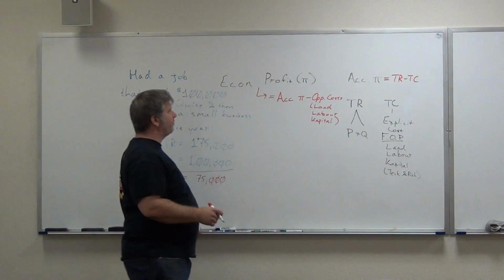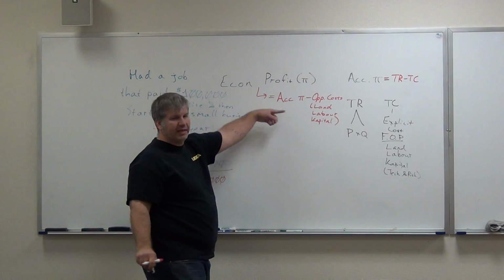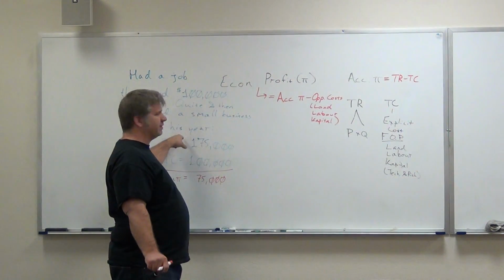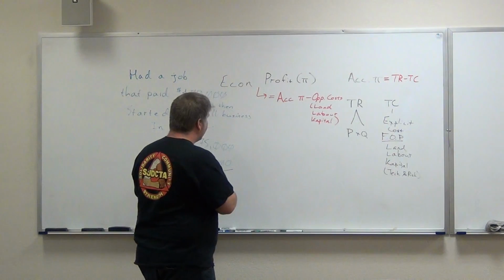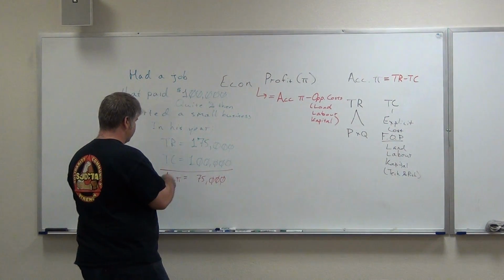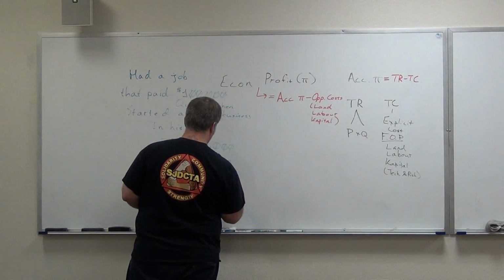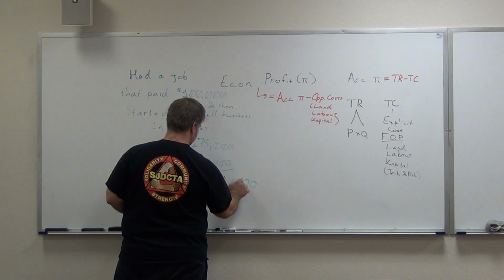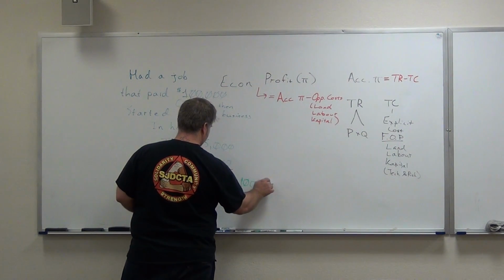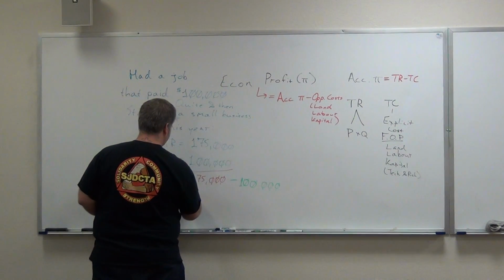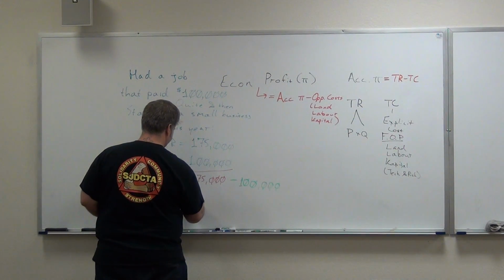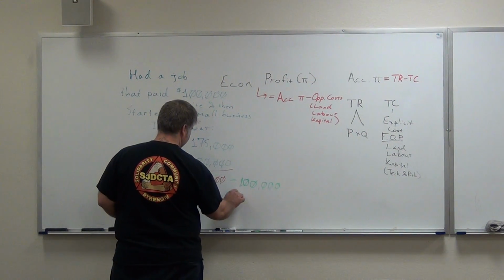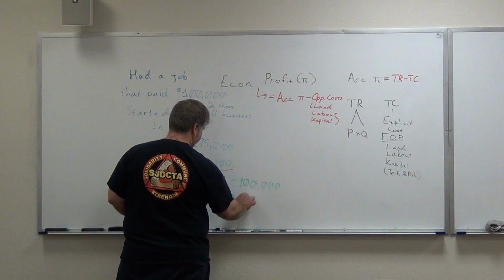So the idea for my friend is his accounting profit is $75,000, but he has to subtract out the opportunity cost of his labor, which is he quit his job to start this small business, so he has to subtract another $100,000. And he ends up with an economic profit of negative $25,000. So not too good. Okay.